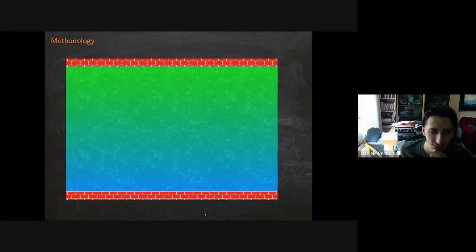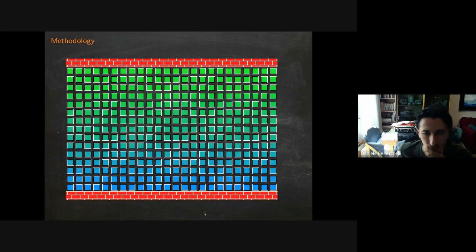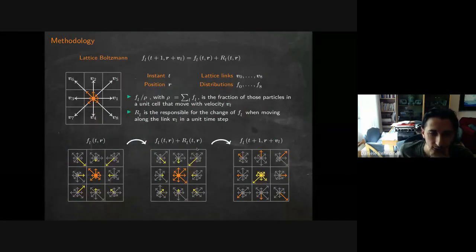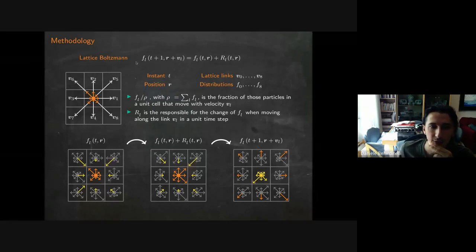So let us come back again to our picture and now discretize the space in a two-dimensional lattice. This actually means that each lattice site represents a portion of space in which the fluid properties are basically constant, right? However, each site contains pieces of information of the mesoscopic world, as many as the desired degree of precision is high. In this case, a 9 velocity Lattice Boltzmann is sufficient. So our Lattice Boltzmann algorithm is then described by an equation of this form for the mass distributions F0 to F8, where R_l here is responsible for the change of the l-th distribution when moving along the link v_l in a time step.